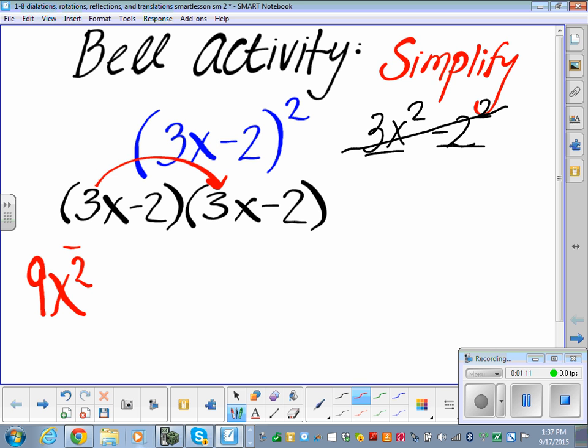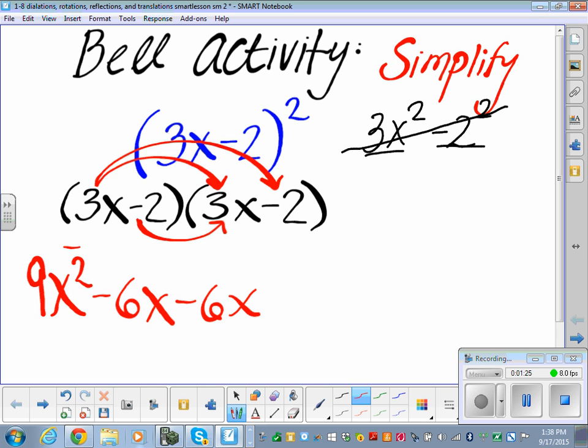Okay, let's keep going. 3x times negative 2. Negative 6x. Good. Negative 6x. And now I have negative 2 times 3x. Negative 6x. Negative 6x's. And then negative 2 times negative 2. Positive 4. Okay, guys, you have to get that distributing down. We're testing on this on Monday. It would be a really tragic thing to miss this one on the test because I think you know how to do it. You're just kind of being maybe a little bit careless, or maybe just making little errors.